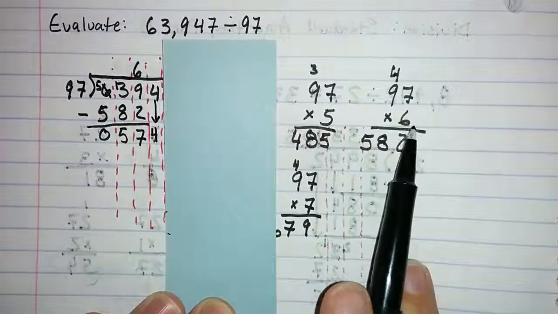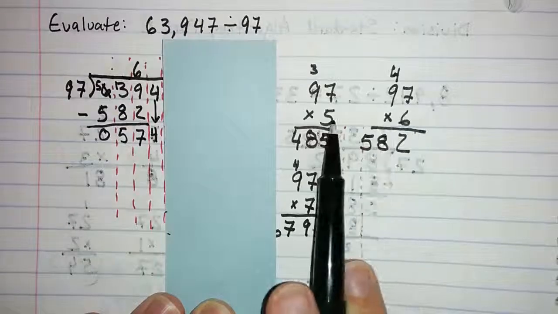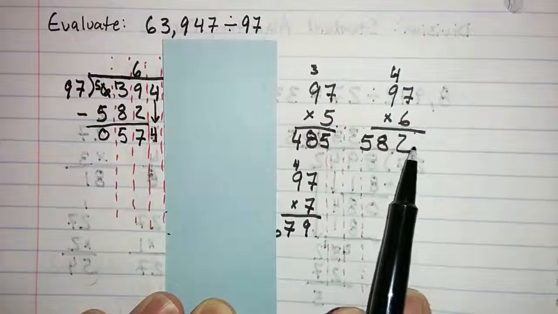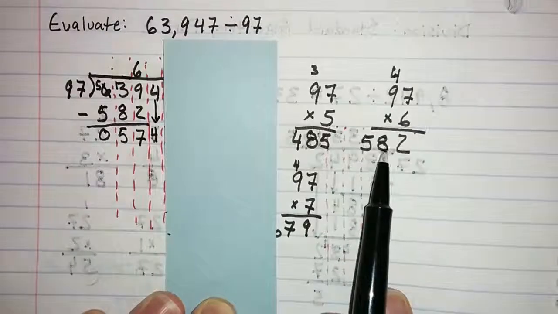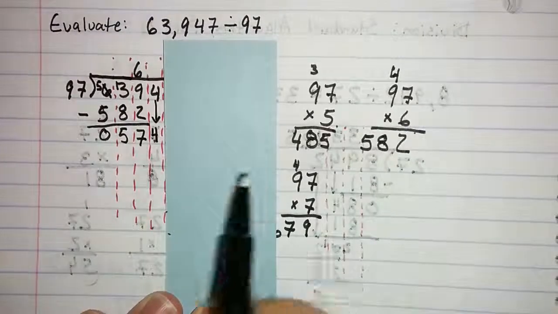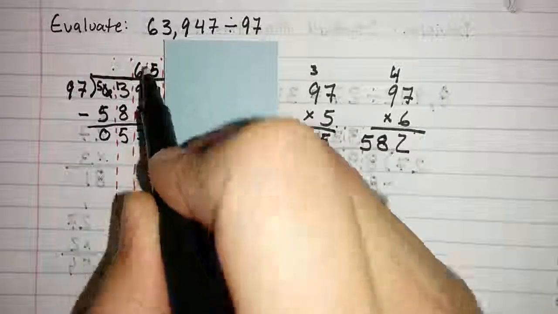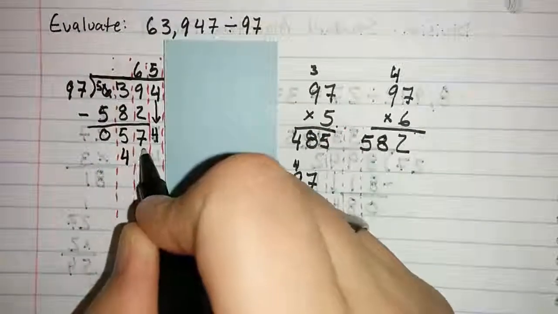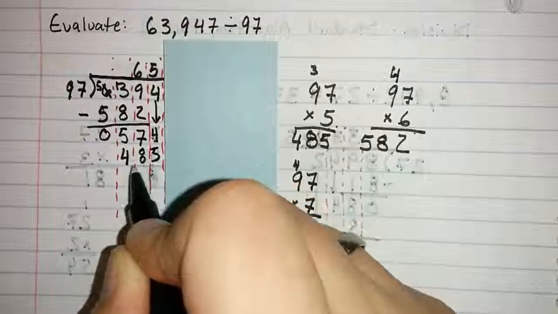Okay, I see that 6 is too big. 5 will be my right guess. Right, because 6 is just a little bit too big, but nonetheless too big. So 5 is my right guess. I've already done this multiplication. I have 485.